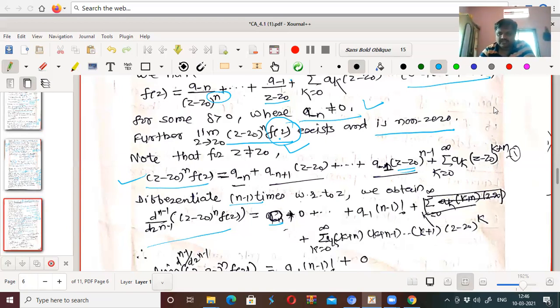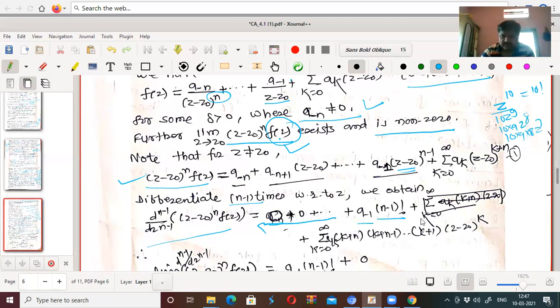Why? We know that for z to the power 10, its first derivative is 10 z to the power 9. Second derivative is 10 into 9 z to the power 8. Third derivative is 10 into 9 into 8 z to the power 7, and so on. Its 10th derivative is 10 factorial and the 11th derivative is 0. So we get the derivative of (z minus z0) to the power n minus 1. The (n minus 1)th derivative of this term is (n minus 1) factorial into a minus 1 as it is. All these other derivatives become 0.